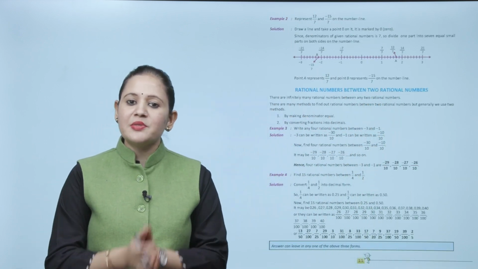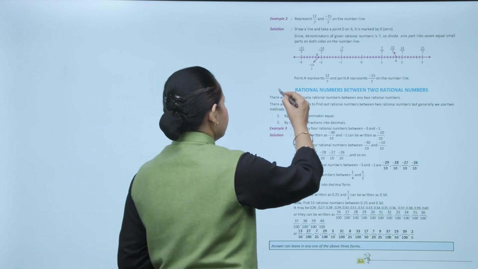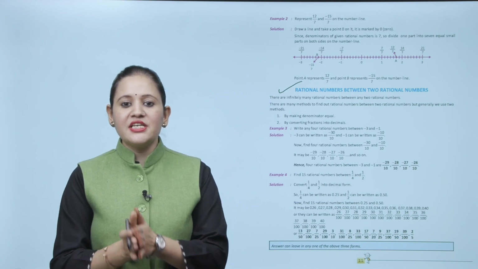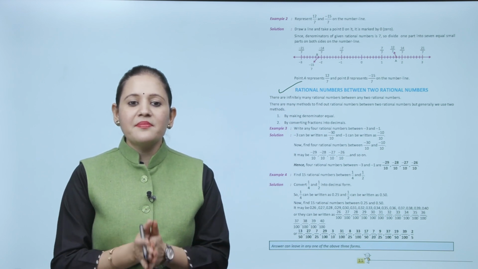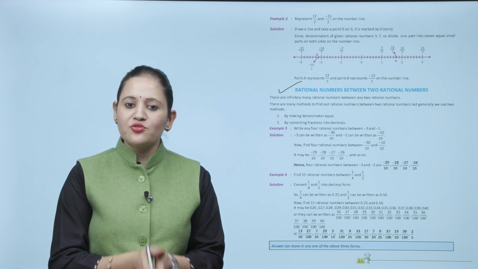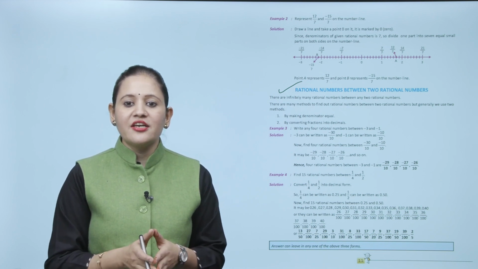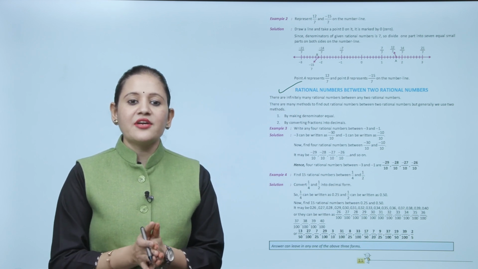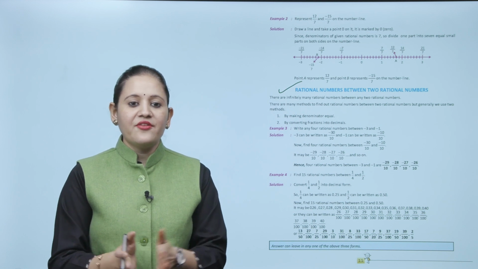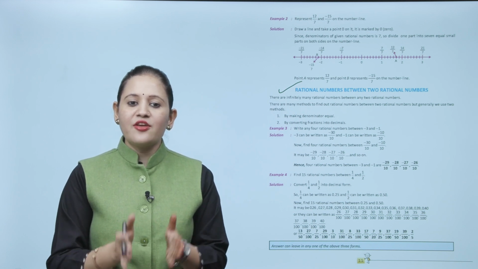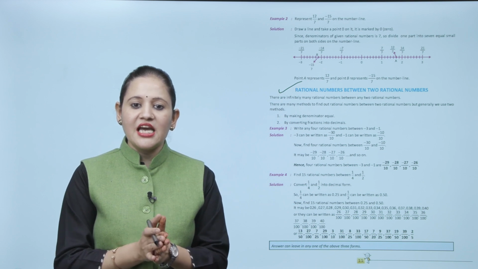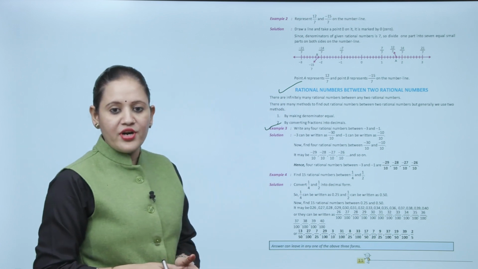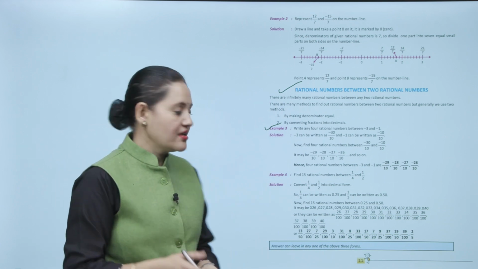Next is rational numbers between two rational numbers. There are infinitely many rational numbers between any two rational numbers. There are many methods to find rational numbers between two rational numbers, but generally we use two methods. First is by making the denominators equal, second by converting fractions into decimals. We will take an example. Write any four rational numbers between minus 3 and minus 1.